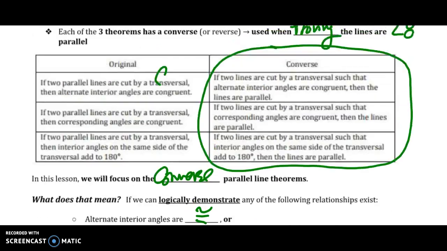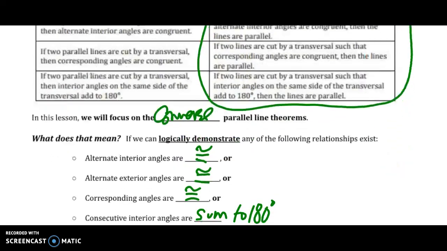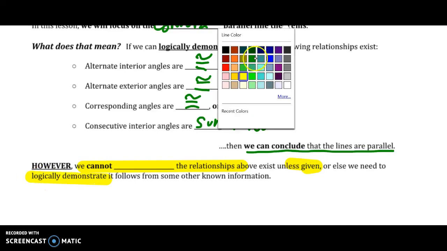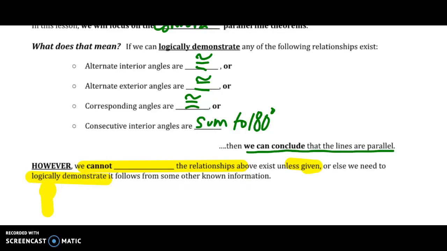All right? Going forward, the originals say that if the lines are parallel, then we know that this property holds. But again, we don't know that the angles necessarily have that relationship. So we cannot use the relationships above unless they are given to us in the given information, or unless we can logically demonstrate that they exist, meaning that we have proved it in some way.